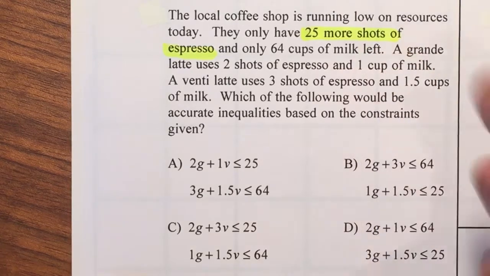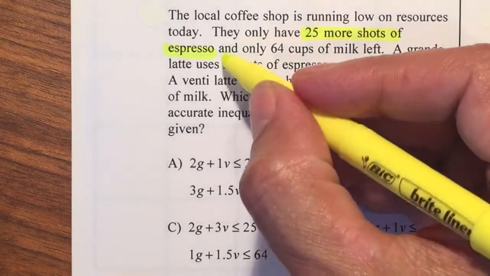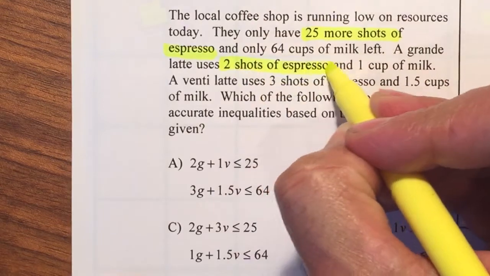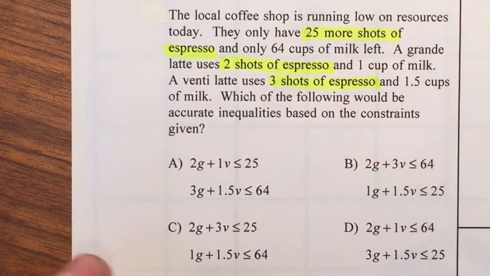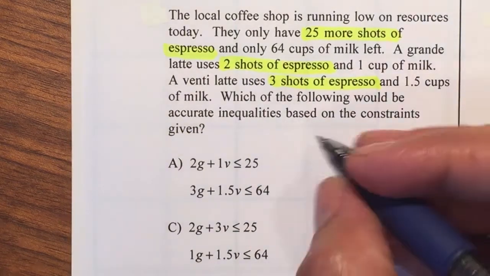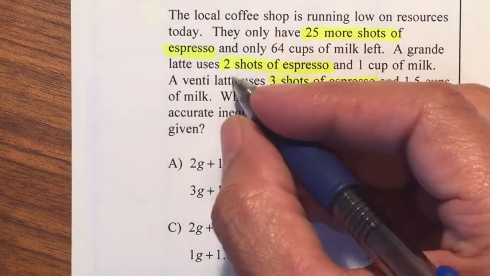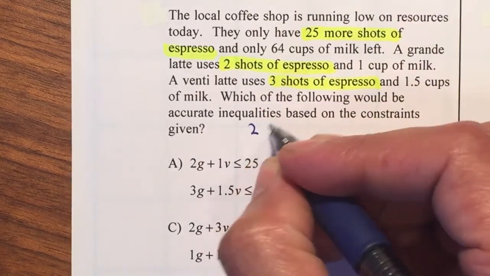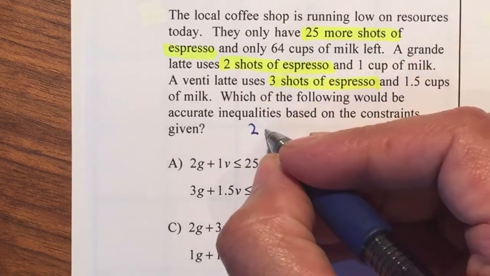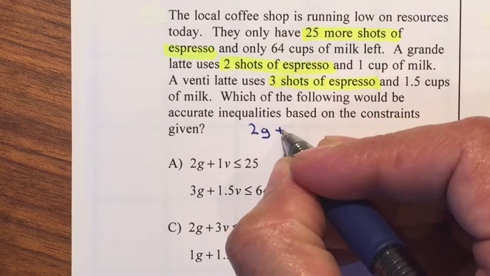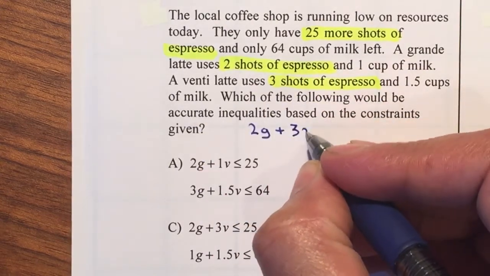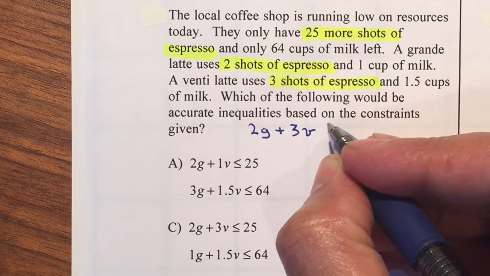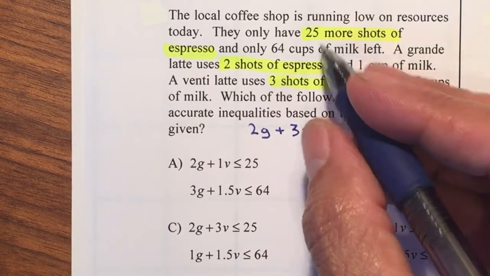The grande uses 2 shots of espresso versus the venti that uses 3 shots of espresso. And that'll be our first inequality. We have 25 total, 2 shots of espresso for the grande, so we're going to use G, plus your venti uses 3 shots of espresso, so it'll be 3V. That has to be less than or equal to our total, which is 25.